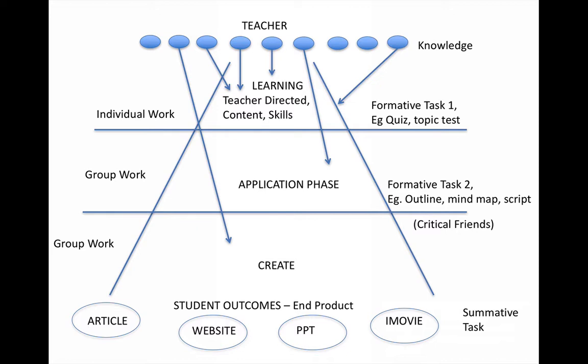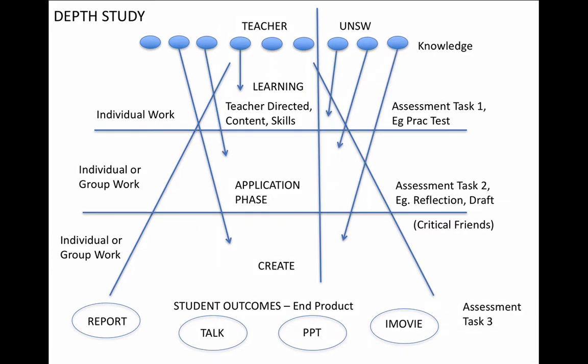Stages 2 and 3 are generally done in groups, where students plan and then create their product. The product at the bottom there could be a PowerPoint, talk or video, or a written report. The Phase 2 assessment could be for scripts, drafts, or reflections on their learning. There's opportunity here for teacher or peer feedback, shown at the right as critical friends. The product is assessed at the end of Stage 3.